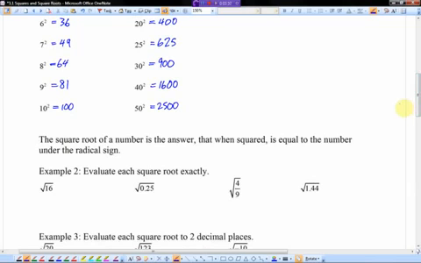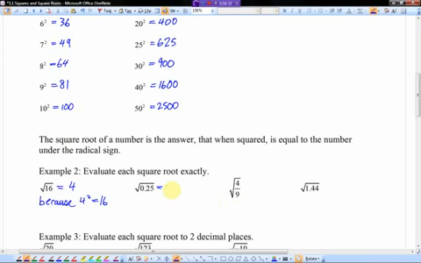Now let's talk about the square root of a number. It is the answer that when squared is equal to the number that's under the radical sign. So let's take a look at some examples. The square root of 16 is 4, and I know that this is true because 4 squared is equal to 16. So that's what we're looking for. We're looking for the number that when you multiply it by itself, you get what's underneath the radical sign. And this is the radical sign. Okay?